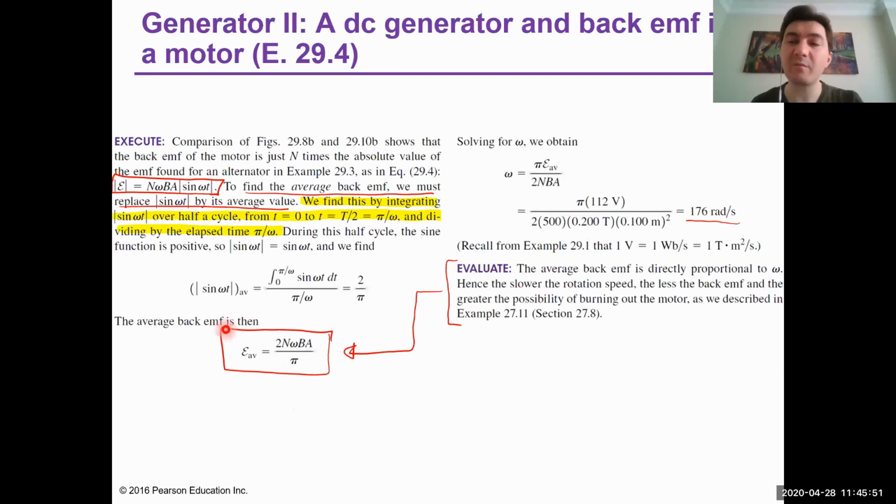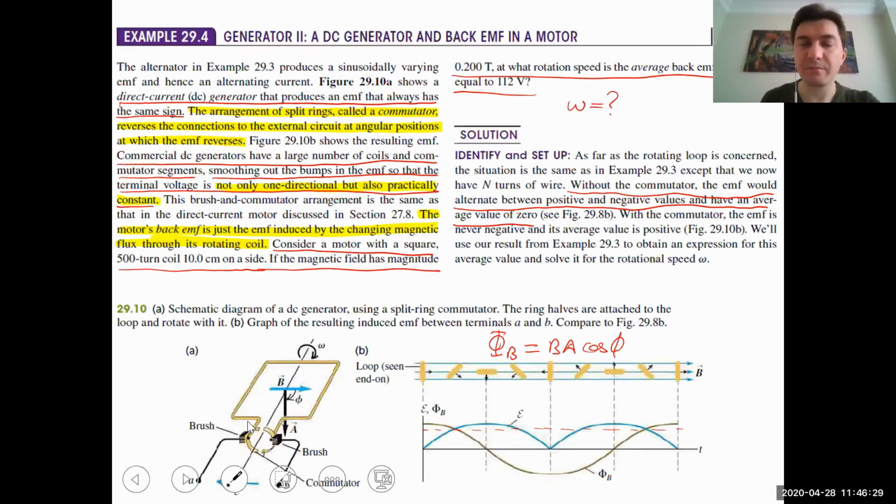What happens? Back EMF decreases in electric motors. We have discussed this in the previous lectures. If the rotation speed decreases, then a lot of current will be driven by the external EMF source to the motor, and then the motor can be burned out. So this also gives that information. Any question here? Okay.